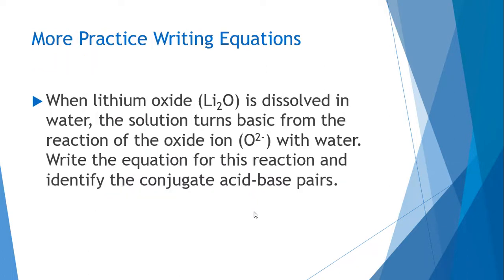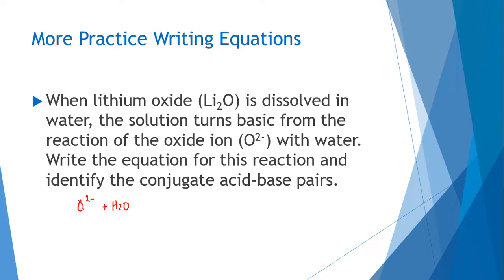Let's try this and give another example. It says when lithium oxide is dissolved in water, the solution turns basic from the reaction of oxide ions with water. So this is a reaction between O with a 2 negative reacting with water, so H2O. And we're going to write an equation for this reaction and identify the conjugate acid-base pairs. Well, if I'm looking between these two molecules, you might ask yourself, who is an acid and who is a base? Well, acids have to donate a hydrogen.